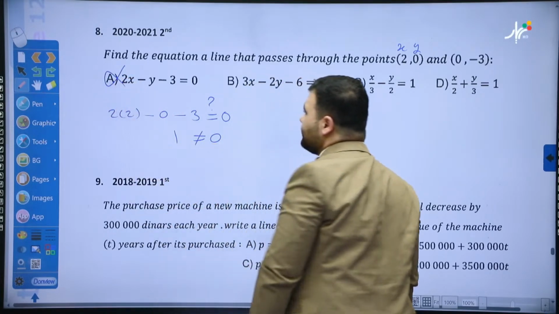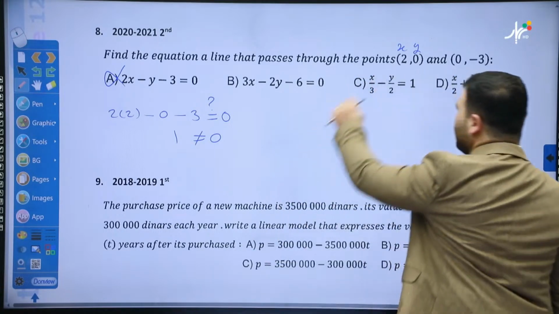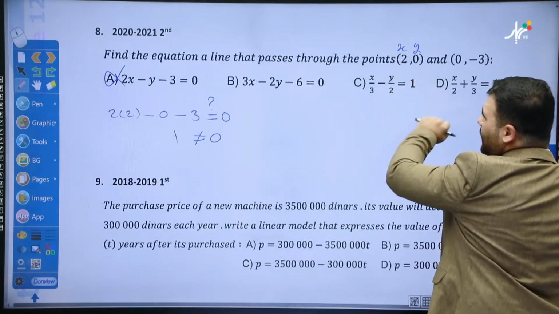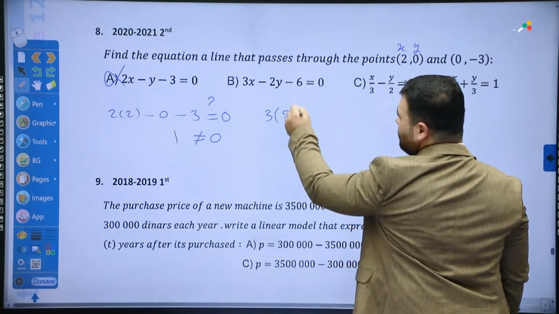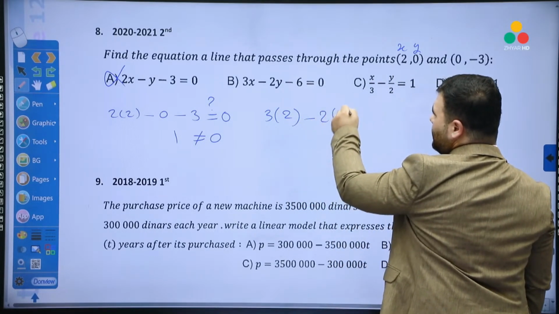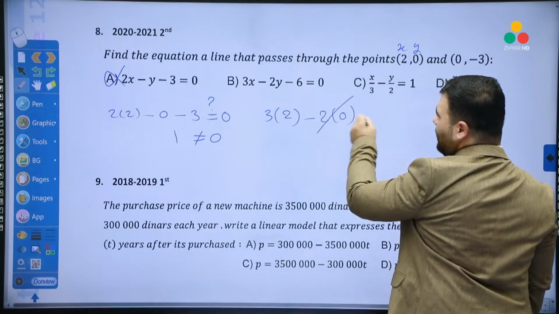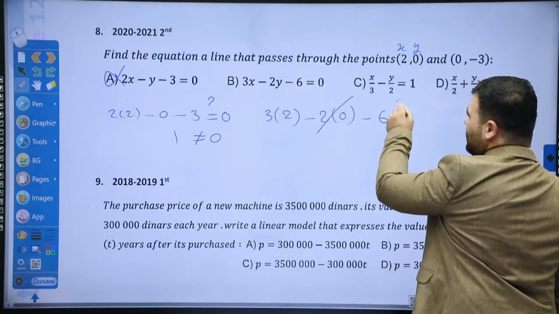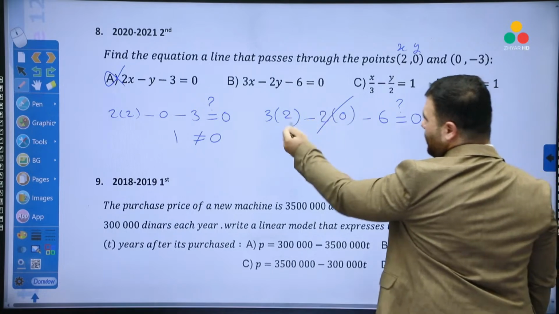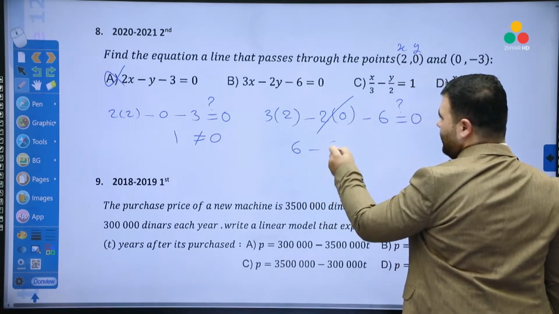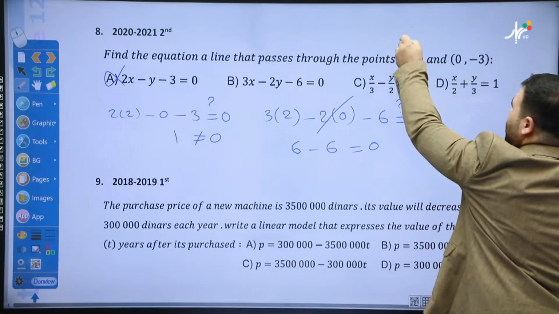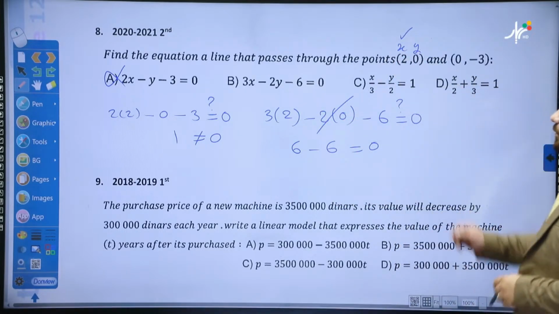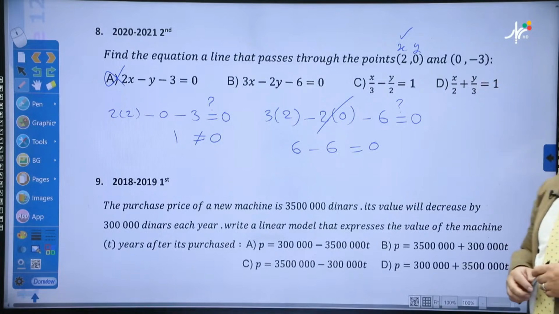A is wrong. B. Replace x with 2. Replace y with 0. 3 times 2 minus 2 times 0, which is 0, minus 6. The result should be equal to 0. 3 times 2 is 6, minus 6 is equal to 0. So choice B is satisfied with this point, but we need to check with the other point as well.